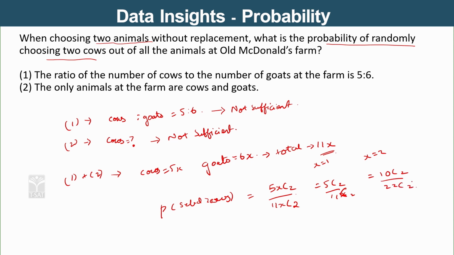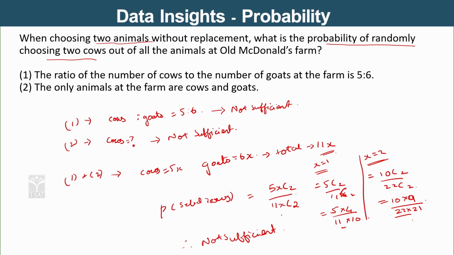So, we do not know what the x value is, therefore, we cannot tell what the probability is. It can be 5 C2 by 11 C2, which will be equal to 5 into 4 divided by 11 into 10, which is different to if x is equal to 2, it will be 10 C2 by 22 C2, which is 10 into 9 divided by 22 into 21. So, these two values are very different, therefore, this information is also not sufficient to answer the question.